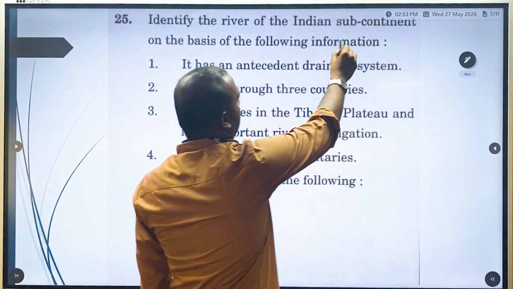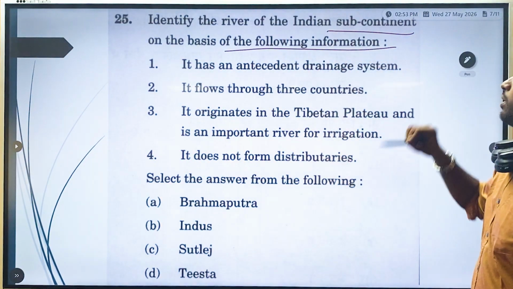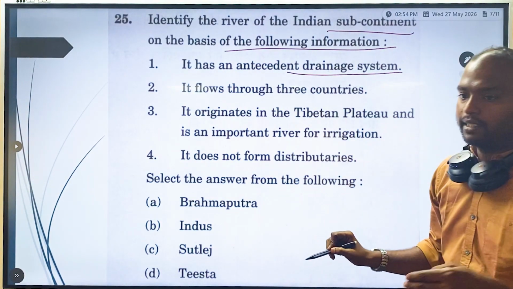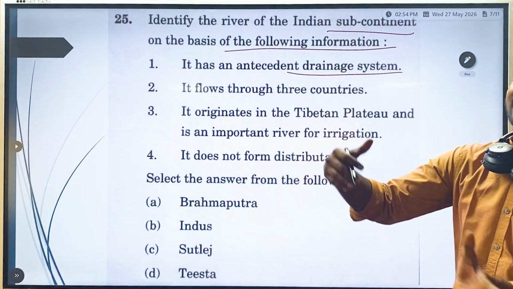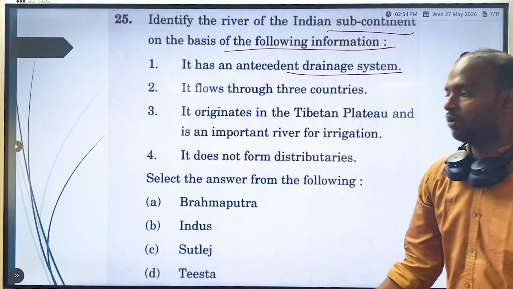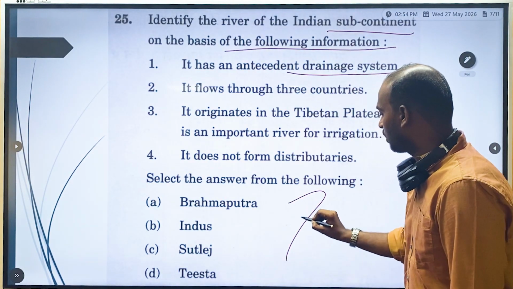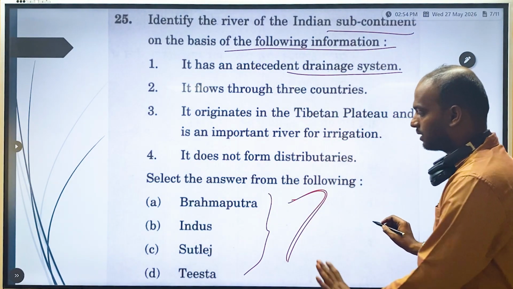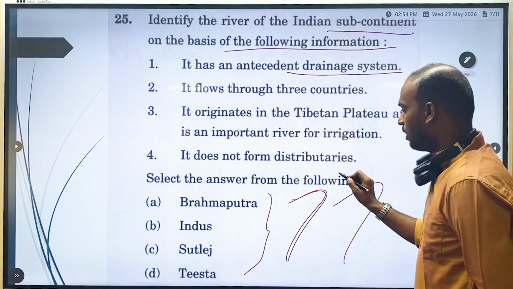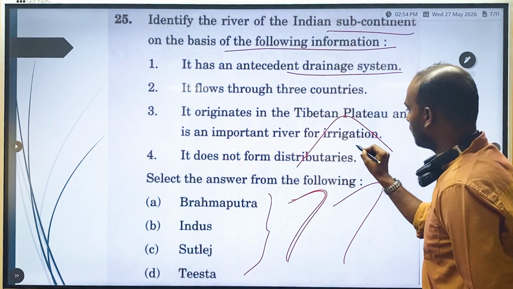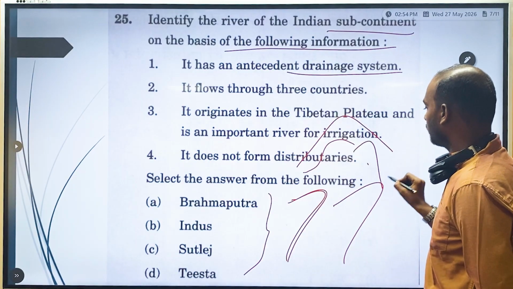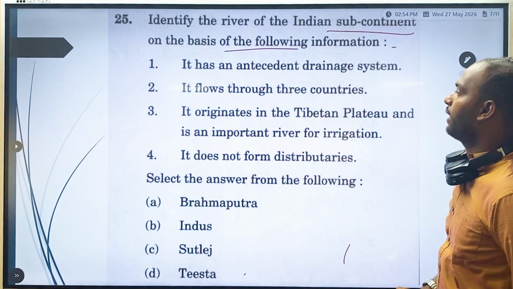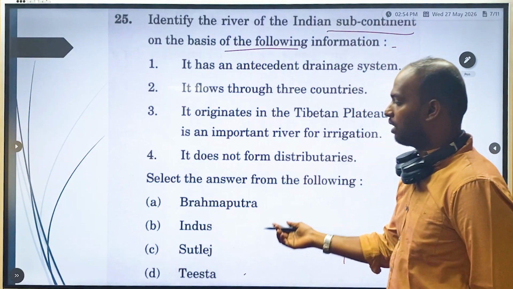Identify the rivers of the Indian subcontinent on the basis of the following information. It has an antecedent drainage system. Antecedent means against the geographical scenario, that means it goes up, coming down. All four rivers act as antecedent rivers, because Brahmaputra does like this, the Indus River comes like this, the Satluj River comes like this, the Teesta River comes like this. So all four rivers come under the antecedent drainage system.